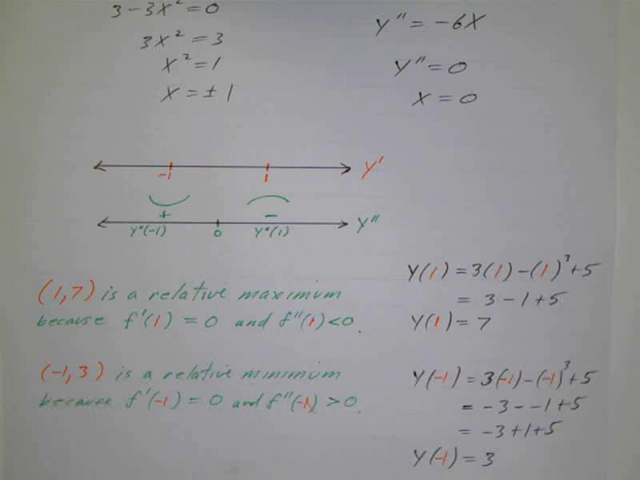So if we want to find our points, we would have to put 1 and negative 1 into the original function. The original function was 3x minus x cubed plus 5, so I just put 1 in there. And I got 3 minus 1 plus 5, which is 8 minus 1 is 7. So one point is (1, 7). And then I can try negative 1. If I put negative 1 in there, I get 3 times negative 1 minus negative 1 cubed plus 5, which is negative 3 plus 1 plus 5, which is negative 3 plus 6, which is 3. So these are my two points.